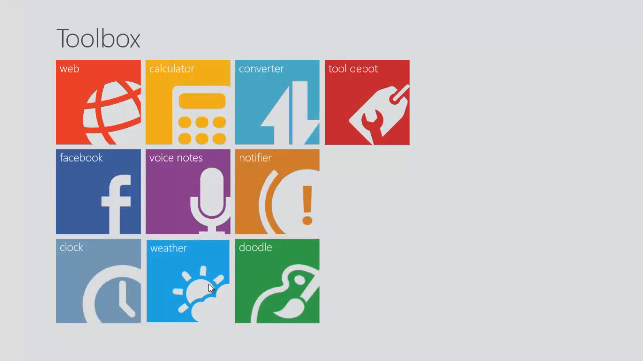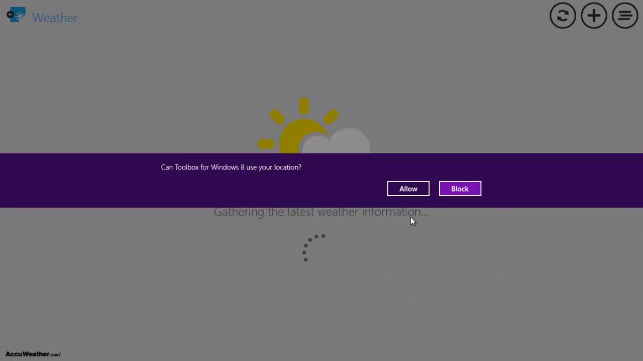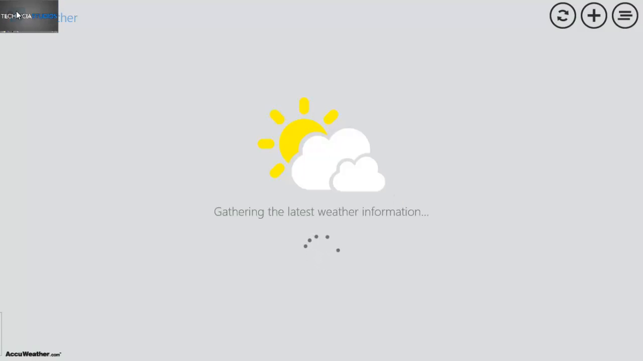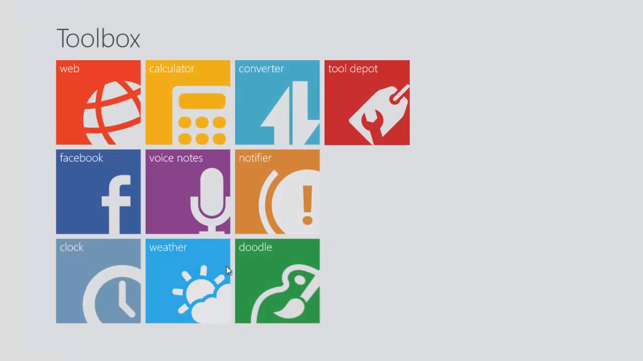So let's go back. You have the weather. You can check the weather of any city. You have to allow Toolbox for Windows 8 to use your location. The same will happen for the microphone also. It would ask you whether it can use it or not.